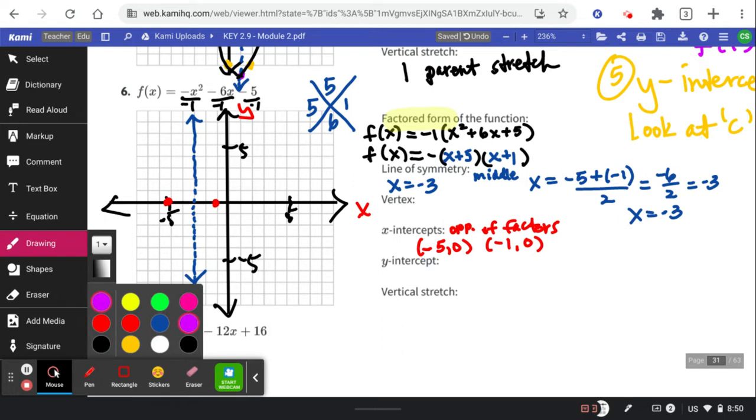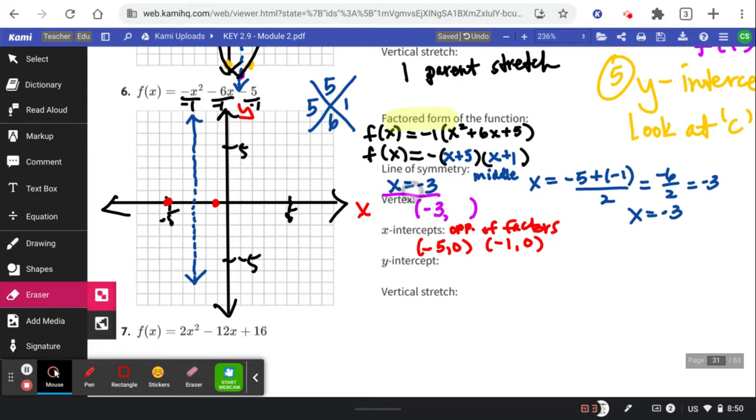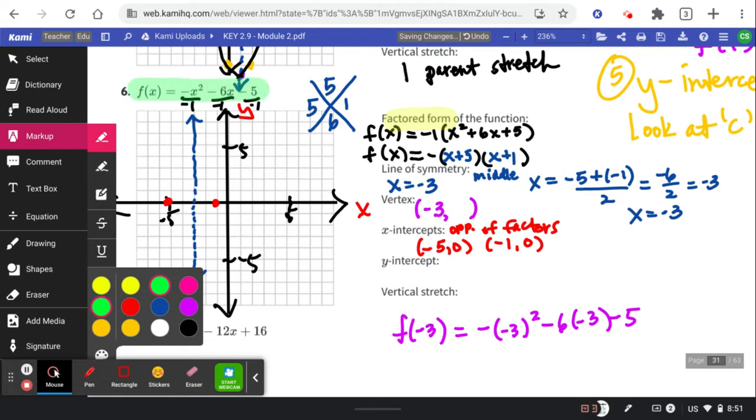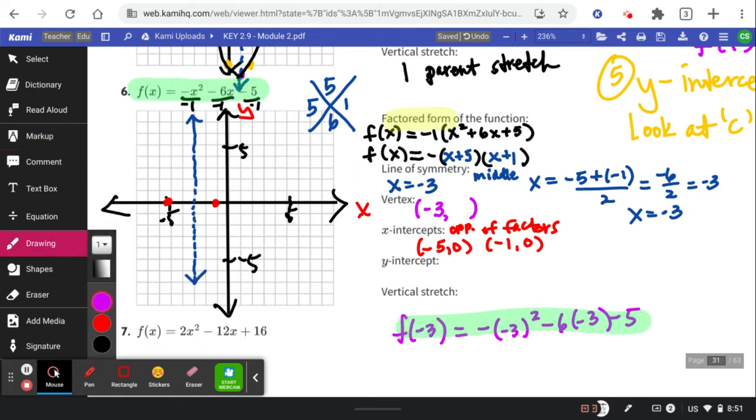Now I'm going for the vertex. I already have part of the vertex from this line of symmetry. There's my x. So I need to go plug in a -3 to my original function. So that's this guy way up here. I'm plugging in a -3 to get the output. That's going to give me the output, or the y value of my vertex. I have the h, I need the k. So here I go.